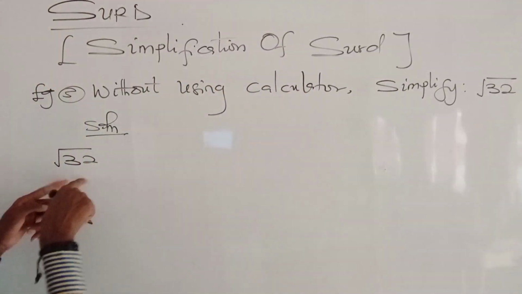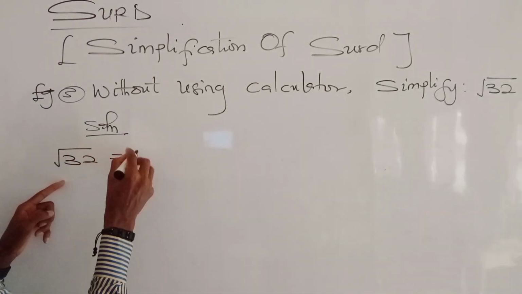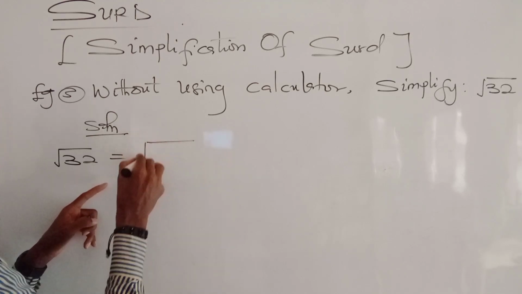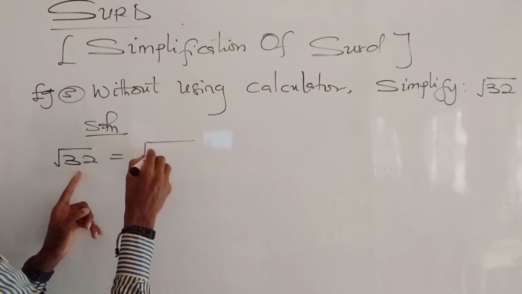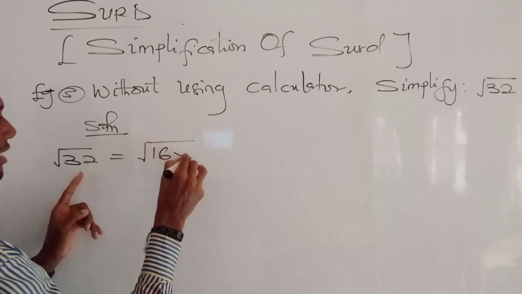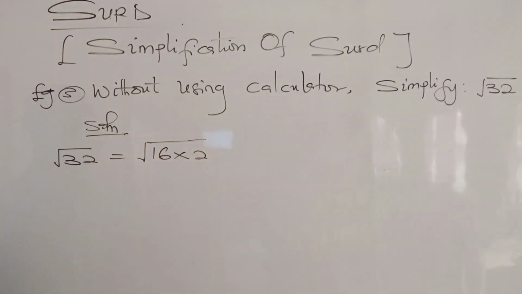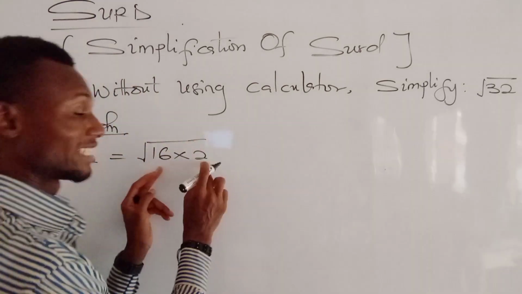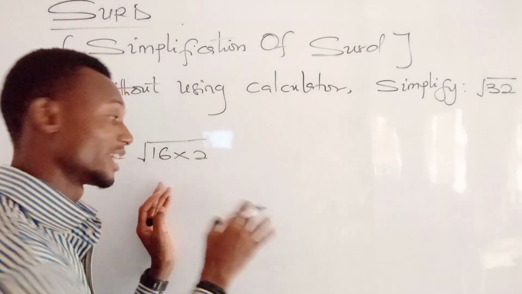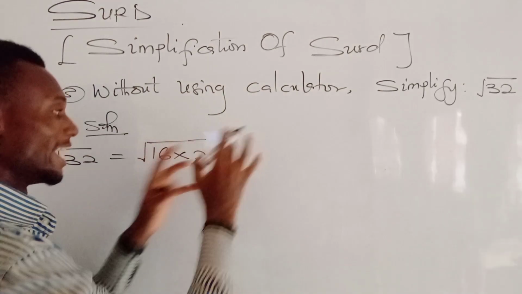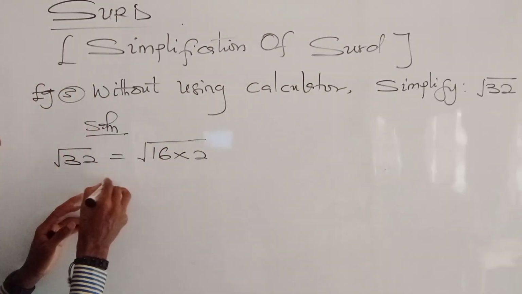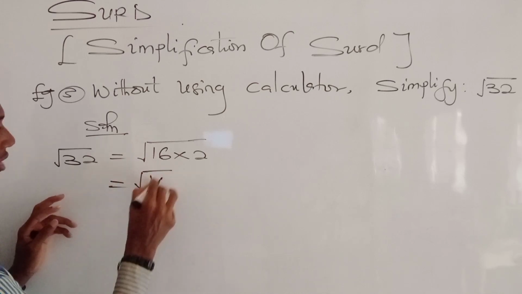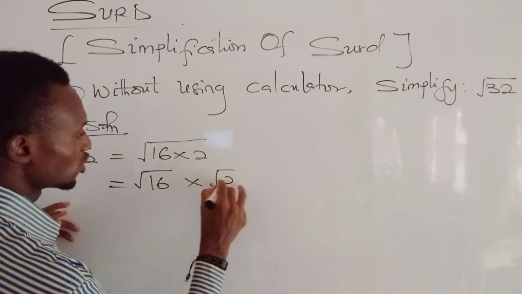So in place of the 32, I'll write 16 times 2. So my square root of 32 will be equal to square root of, then you replace the 32 by 16 times 2. I hope you understand this one. Now the next step is that the square root sign affects everything under the square root. So the square root sign will affect the 16 and also affect the 2. So we are going to write it in separate form like this. It's going to be square root of 16 times square root of 2.